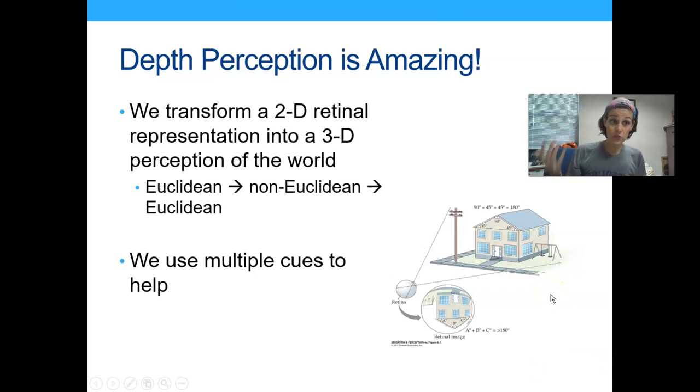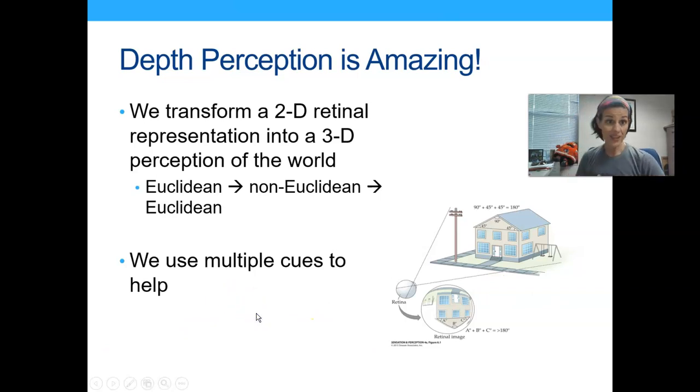We live in a world of Euclidean geometry. So when we look at triangles out in the world, they are composed of lines, parallel lines, and when we add up the angles of a triangle, they always equal 180. When you take that image and put it on the curved surface of a retina, the geometry becomes non-Euclidean. You add up the angles inside a triangle, and they are suddenly going to be greater than or equal to 180 because of that curvature. And we can use multiple cues to help us out.